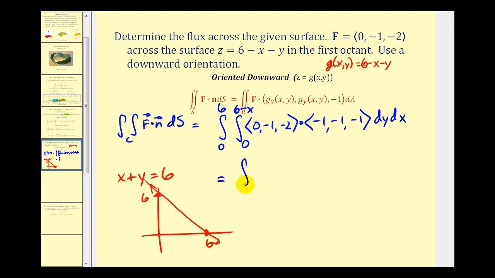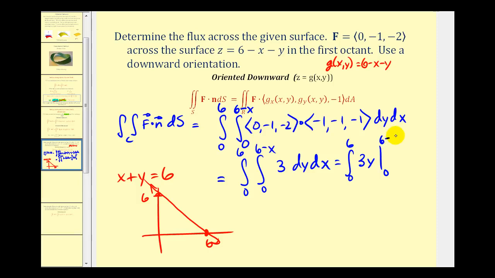Let's go ahead and determine this dot product. We're going to have 0 plus 1 plus 2, that'll be 3. And from here it'll be pretty straightforward. We'll have 3y. So when y is equal to 6 minus x, we'll have 3 times 6 and 3 times a negative x. That'll be 18 minus 3x. Then when y is 0, we have 0.